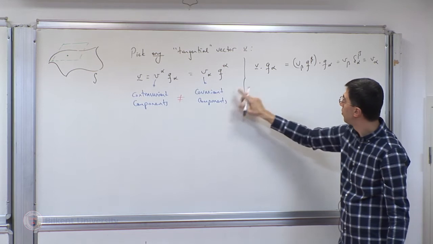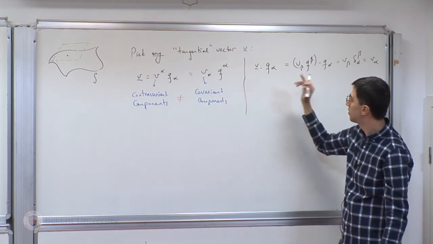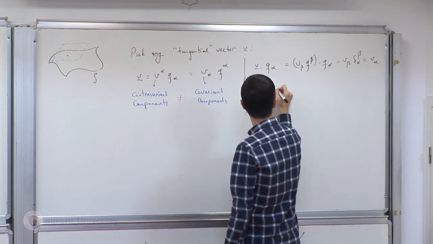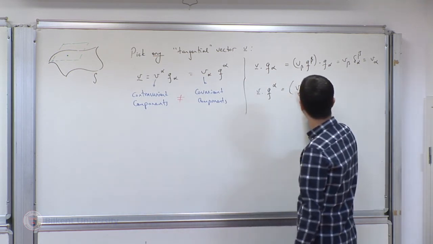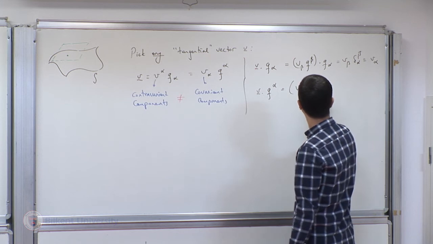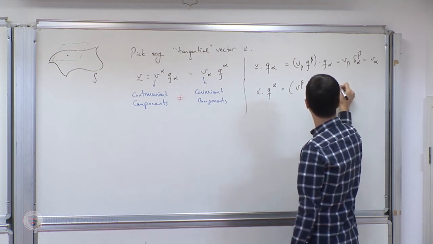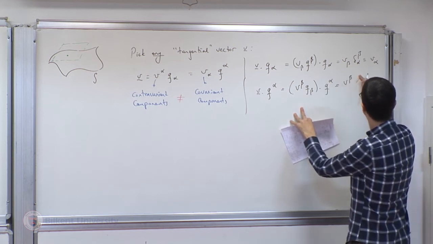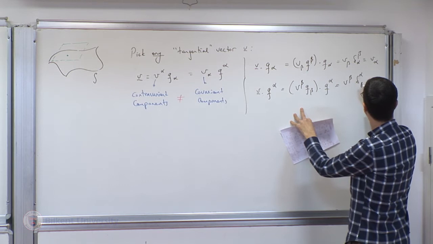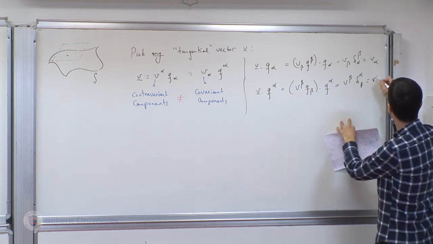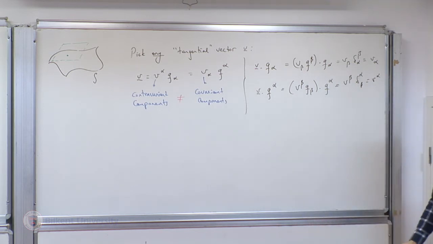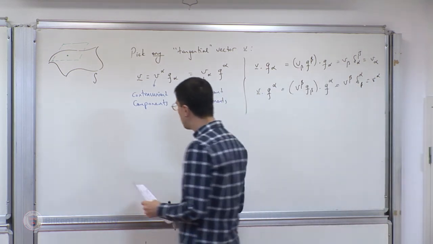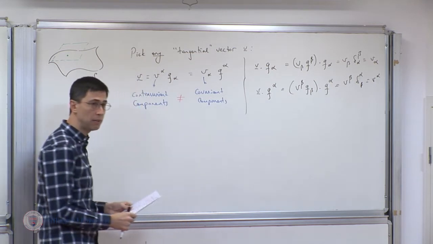So the covariant components come from the inner product of the vector with the covariant vector. So similarly, if I were to do that, and now I can use the alternative representation. Now I have V beta, delta, alpha, beta, again from Kronecker delta, I will obtain V superscript alpha. So the contravariant components come from the vector dotted with the contravariant basis vectors.